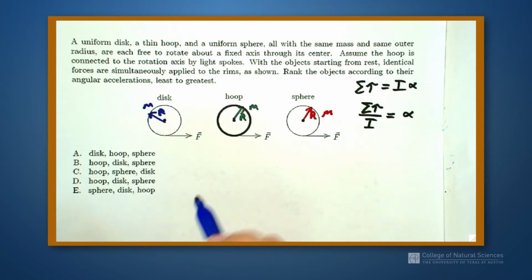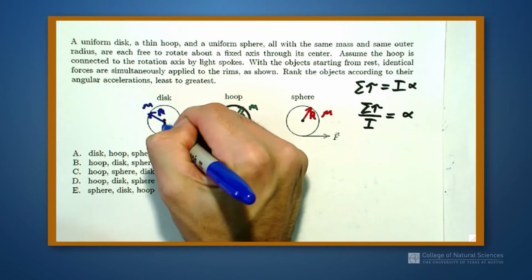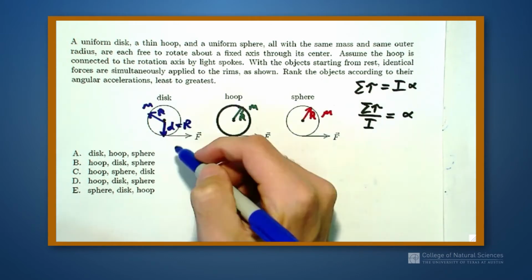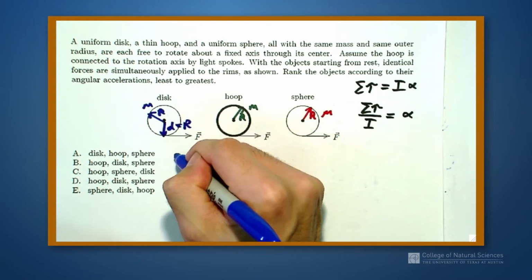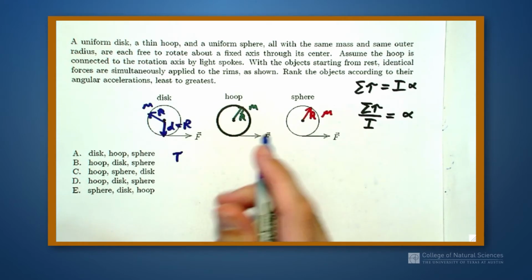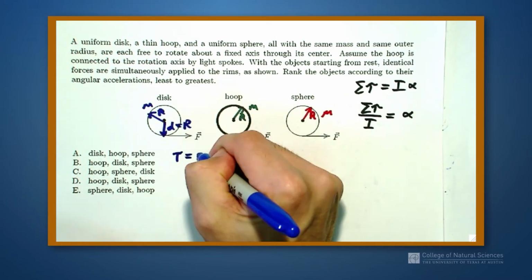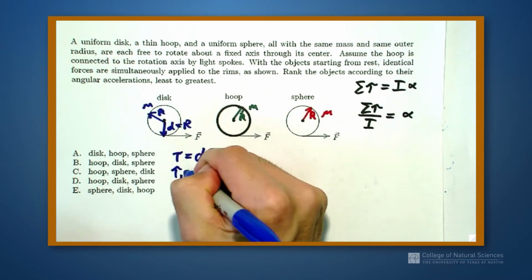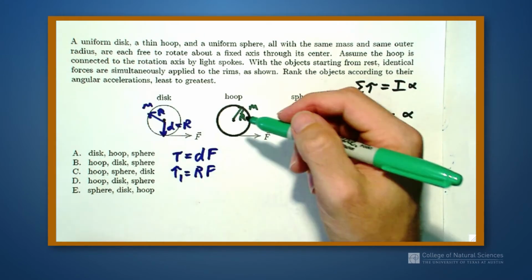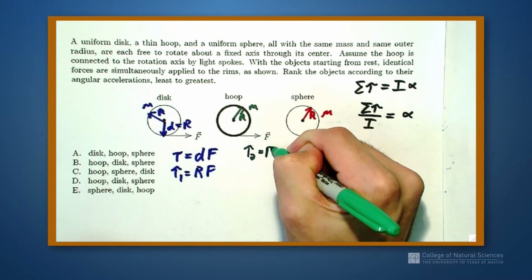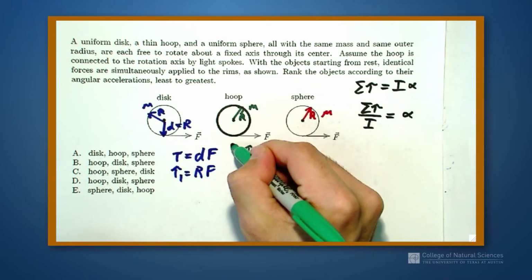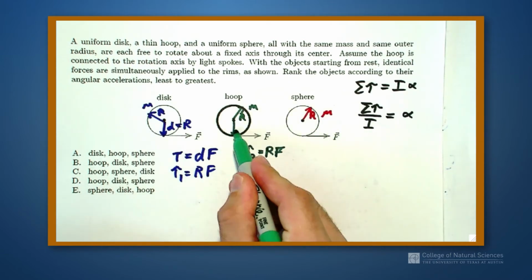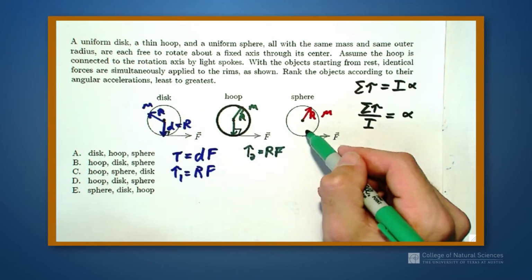So the net torque for this force is d cross f, where d happens to be equal to the radius. So we just have one torque, which is equal to d times f, which is the same as r times f. So this is the torque of our first object. Same thing for this one: torque 2 is equal to r times f. Same r down, same f over. I'm dropping off the sine of the angle because the angle is 90 degrees for all of these cases.